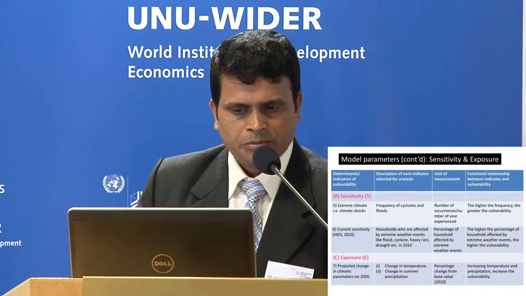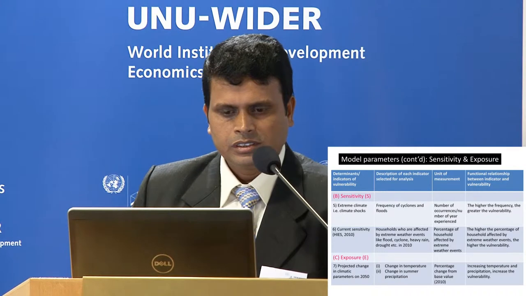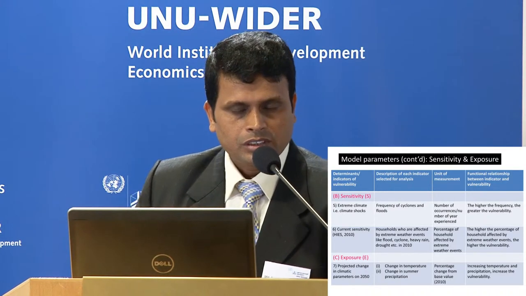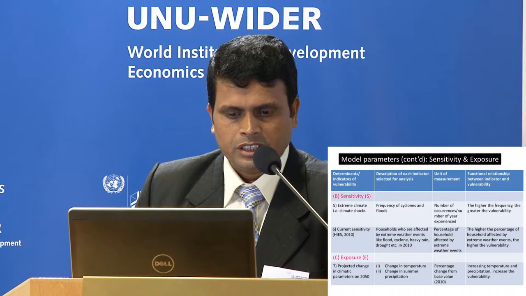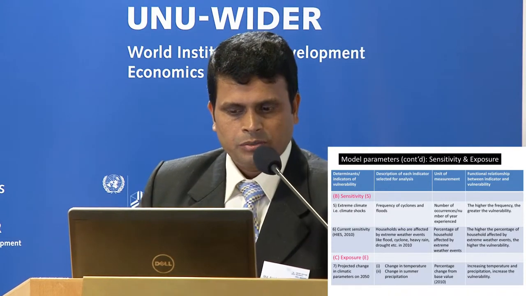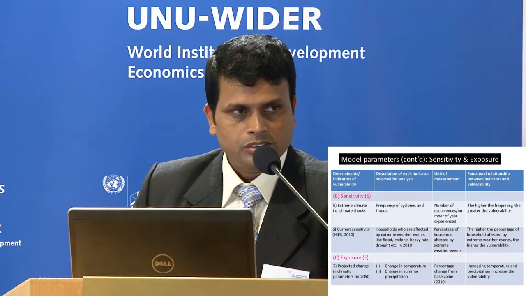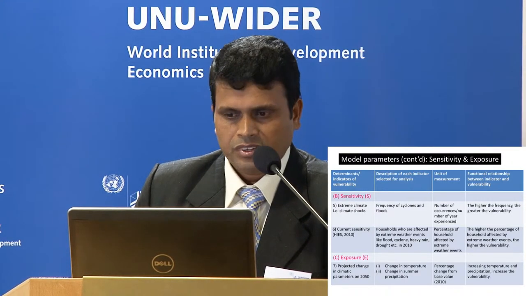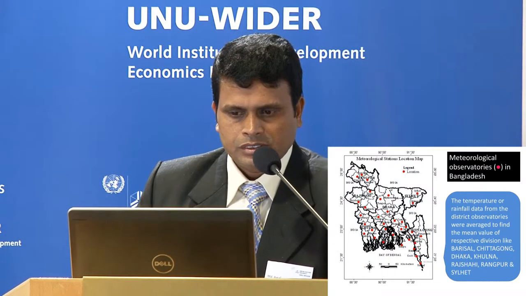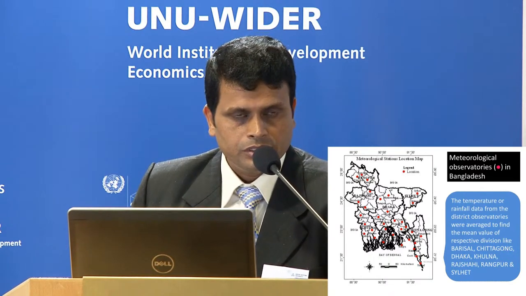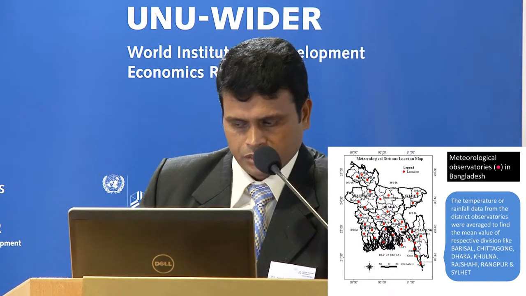For sensitivity, extreme climate or climatic shocks, for example, frequency of cyclones and floods, and current sensitivity, we used the highest 2010 data for current sensitivity due to climate shocks. And for exposure, we have projected the summer rainfall and annual temperature towards 2050. And these are the meteorological observatories in Bangladesh. These are district-wise, and we averaged over the division-wise. There are 7 administrative divisions in Bangladesh.